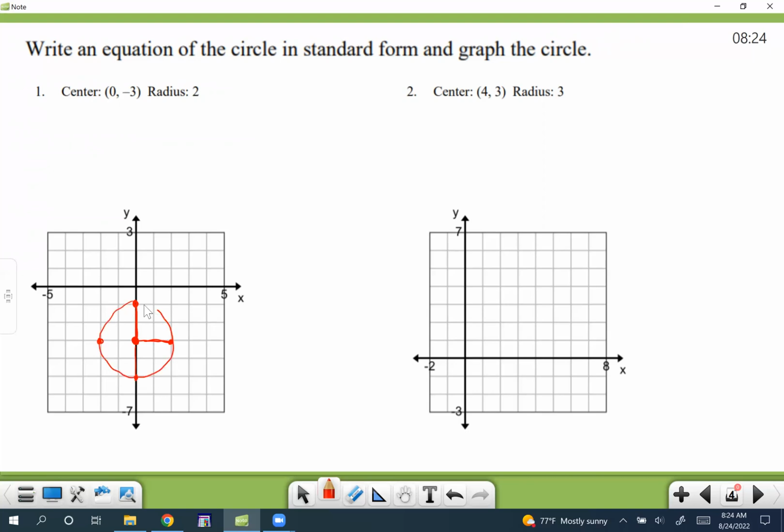Don't mind my drawings of circles, you guys. I'm not one of those people that can do that.